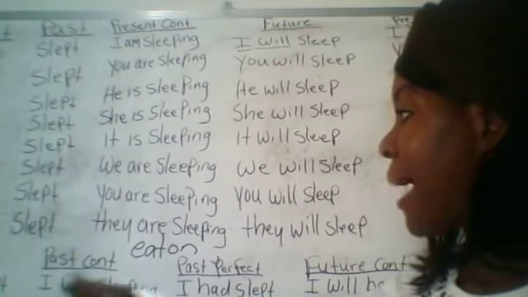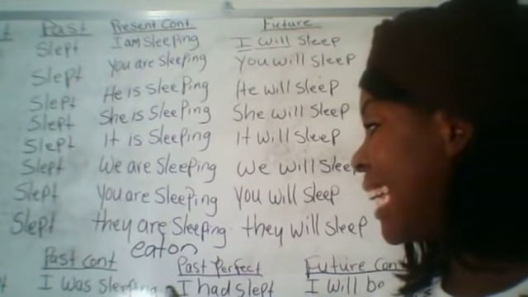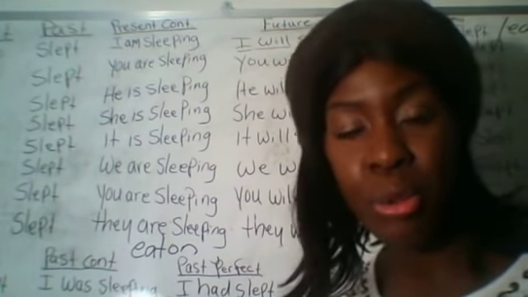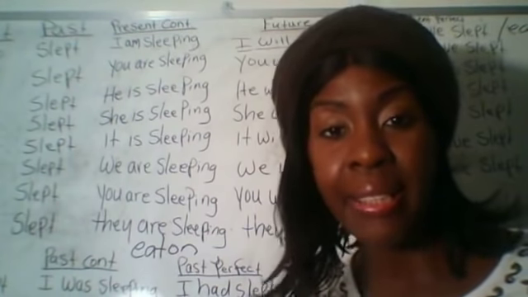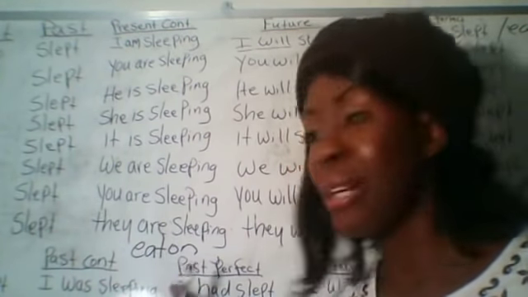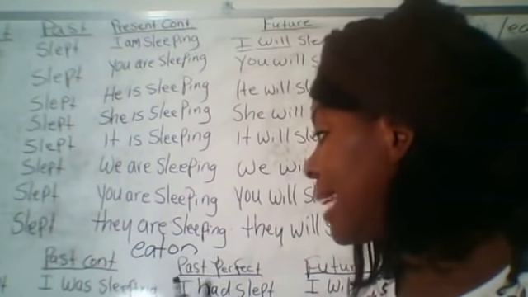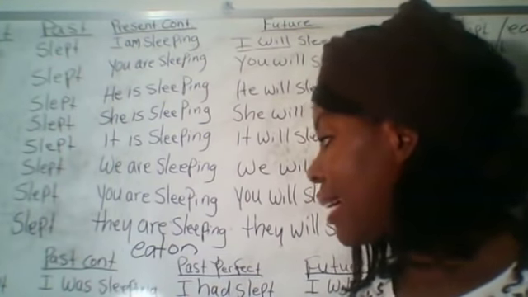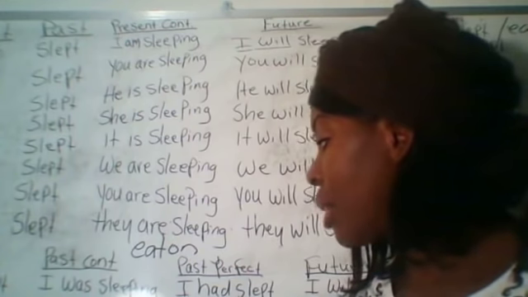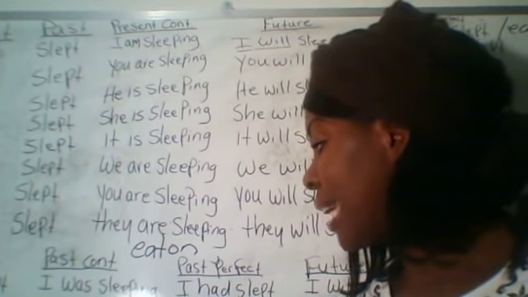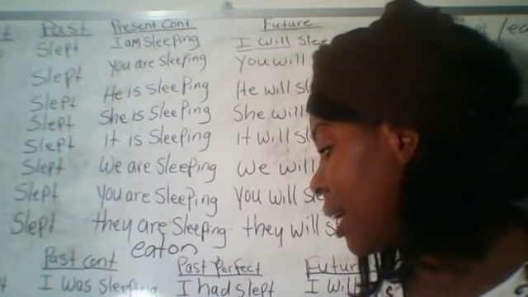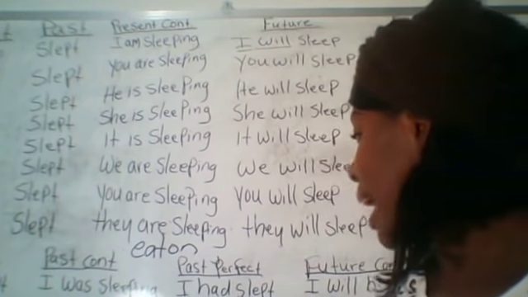Okay? Past continuous. I was eating. Okay? It's not eaten, it's eating. Okay? I was eating, you were eating, he was eating, she was eating, it was eating, we were eating, you were eating, they were eating.